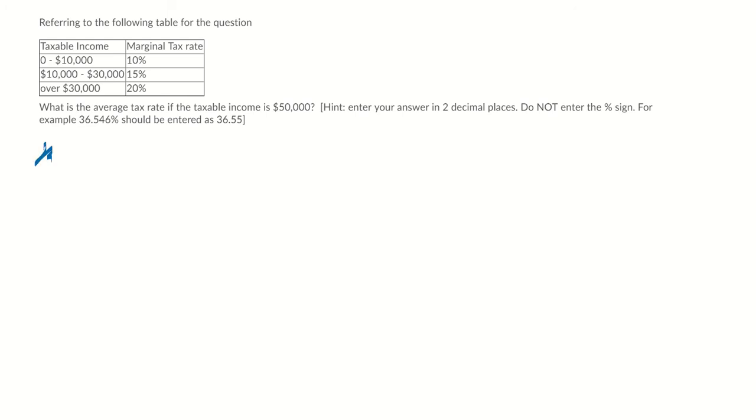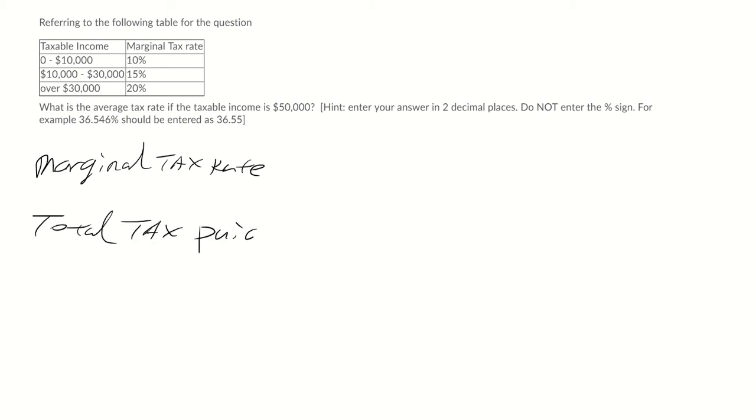What's the marginal tax rate? What is the total tax paid? And lastly, what is the average tax rate? All right, so let's talk about each one.